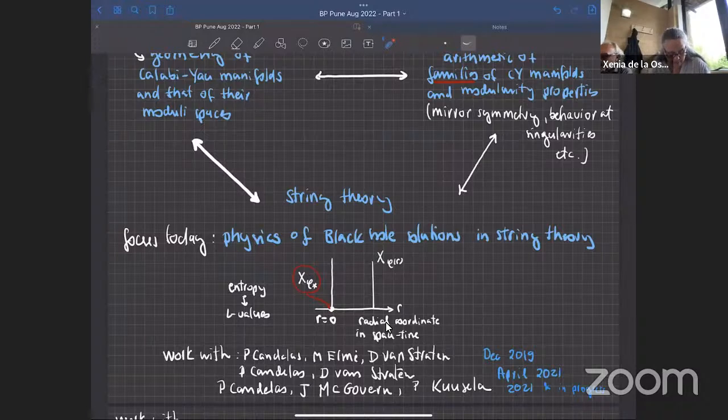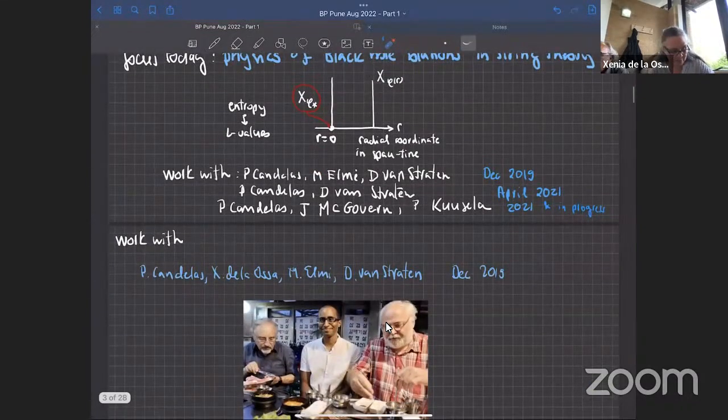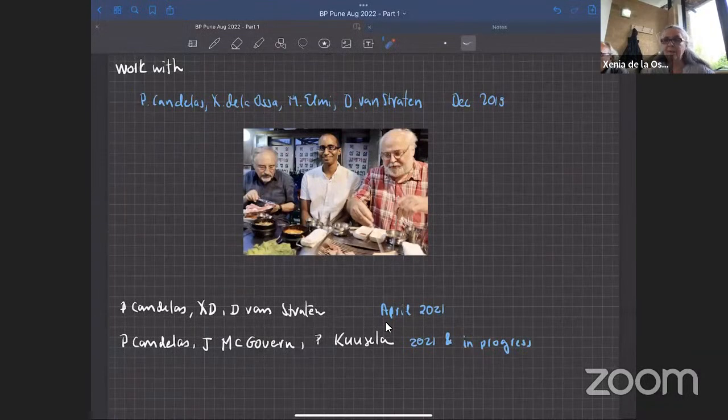So I will mostly talk about the work with Philip and Mohamed Elmi, who was a student at the time and now is at Brokers, and also Duco van Straten. There is also more current work, but I don't think we'll have time to get into that, but perhaps Philip will have time to say something about the work in progress. So these are the references, and these are my collaborators. I always like to show their pictures. We were having dinner in Korea at the time.